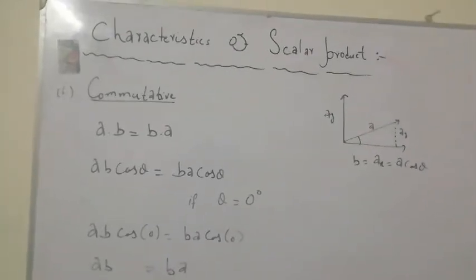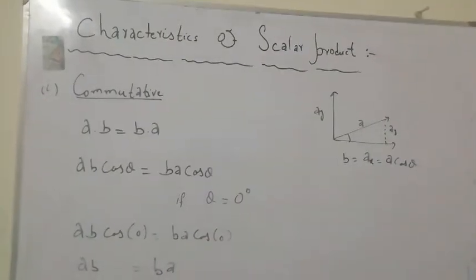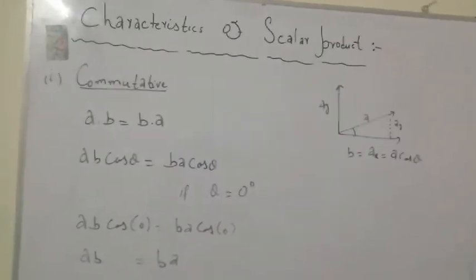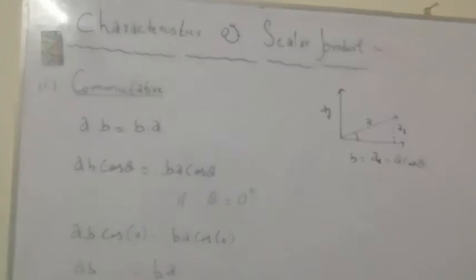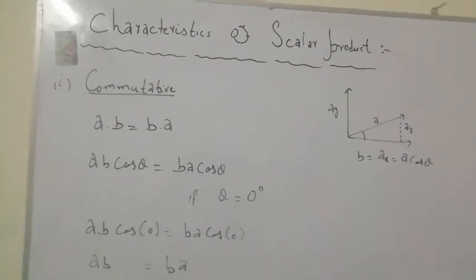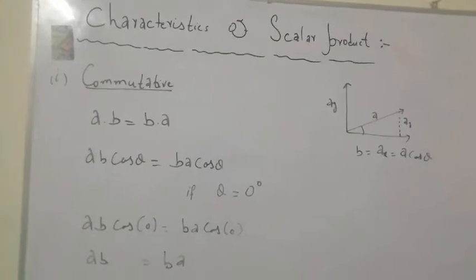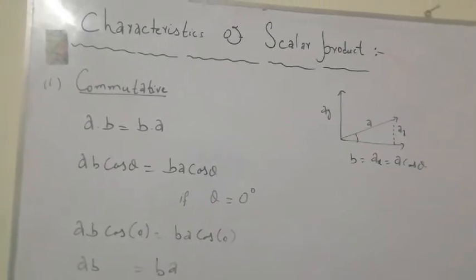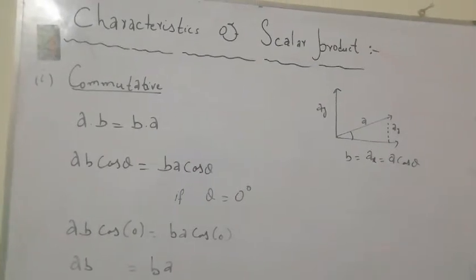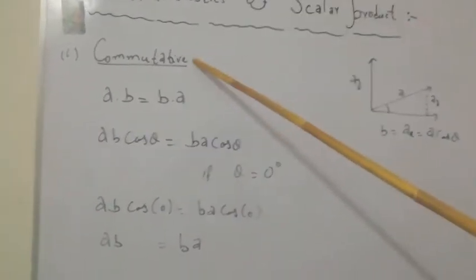Bismillahirrahmanirrahim. Our today's topic is characteristics of scalar product. We have discussed the scalar products. Scalar product means when two vectors multiply and the result is a scalar quantity, then the product is called a scalar product. The first property of a scalar product which we will discuss is the commutative property.